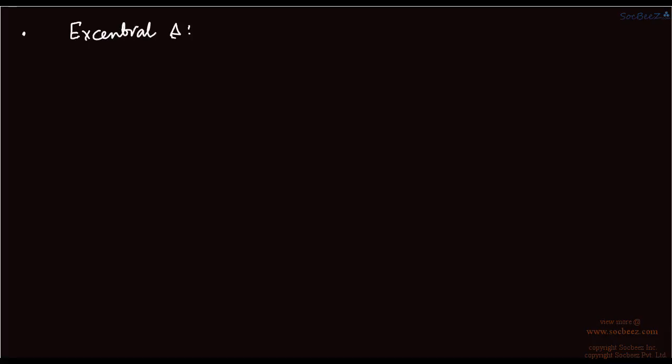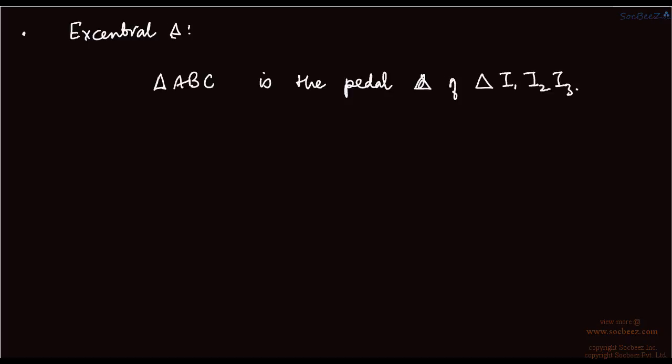Excentral triangle. The triangle formed by joining three excenters I1, I2 and I3 of triangle ABC is called the excentral triangle. Okay, now triangle ABC is the pedal triangle of triangle I1, I2, I3. Triangle ABC is the pedal triangle of triangle I1, I2 and I3. Why is that? And this is the first important relation.